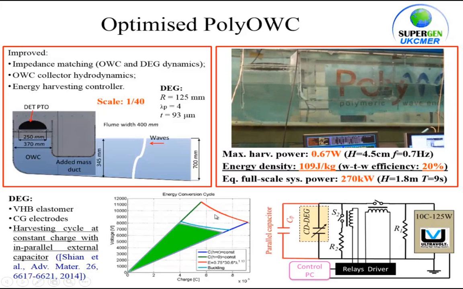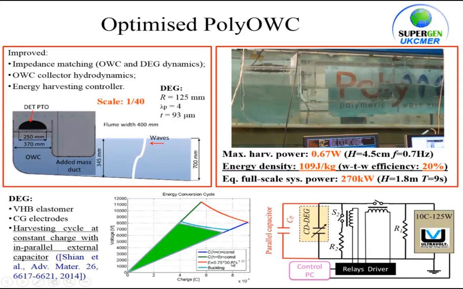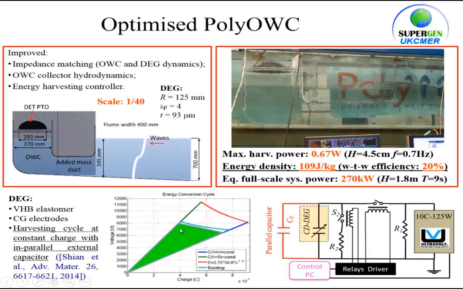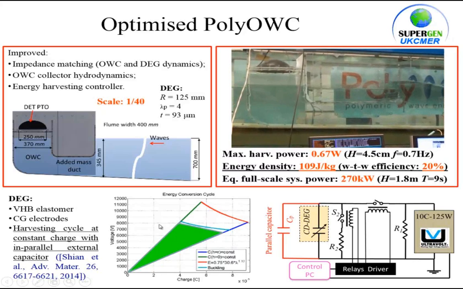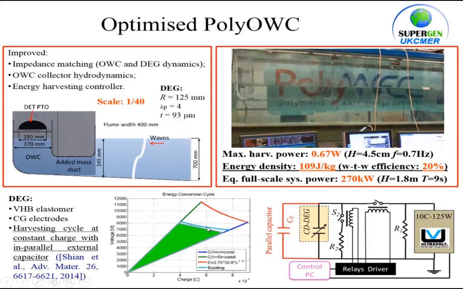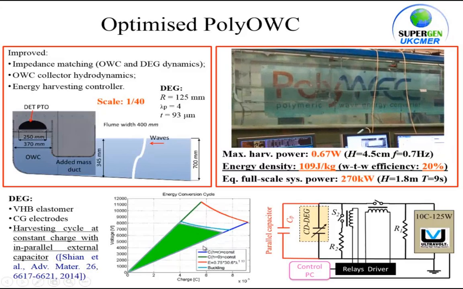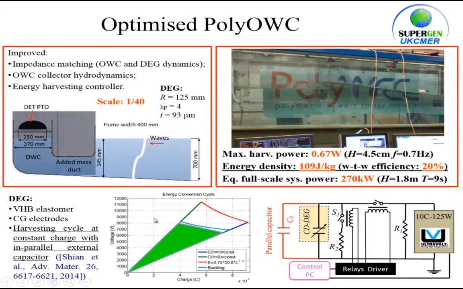But actually, if you add in this parallel capacitor, we can perform this loop here. This blue line here is the buckling limit. We can't go beyond that, but we can get more power out.